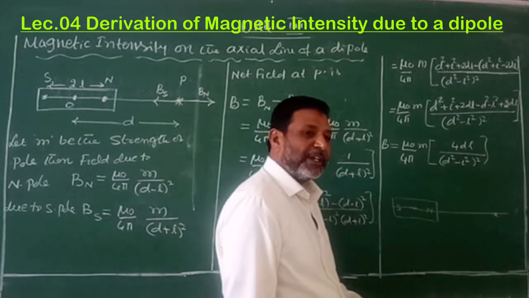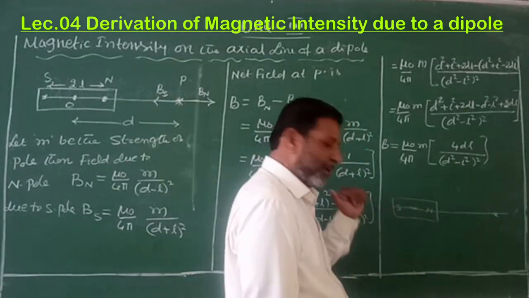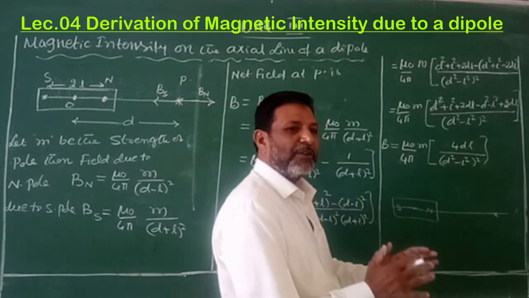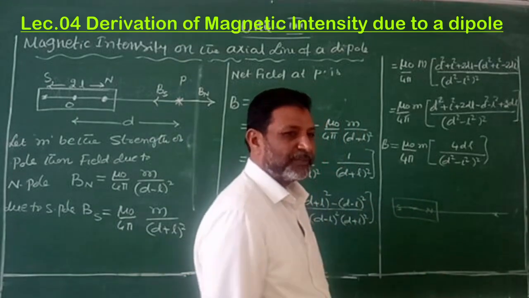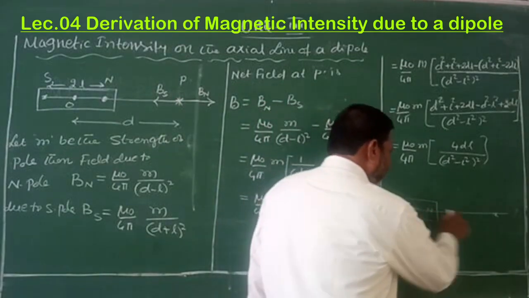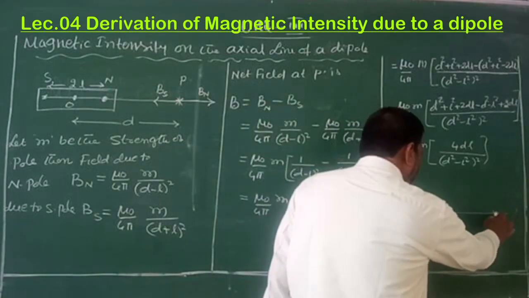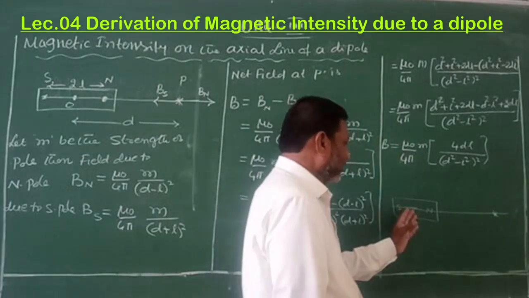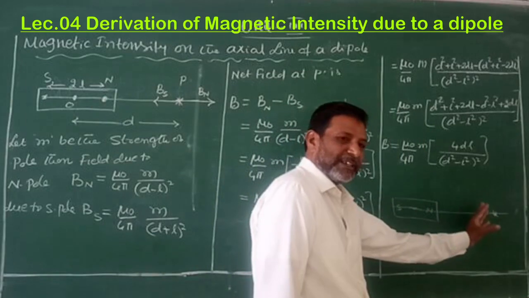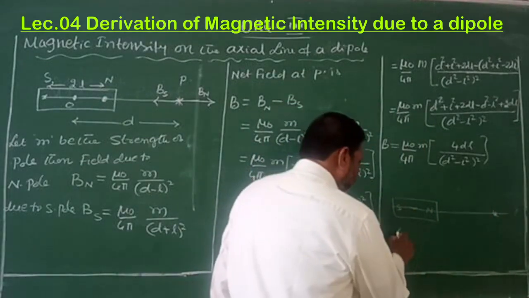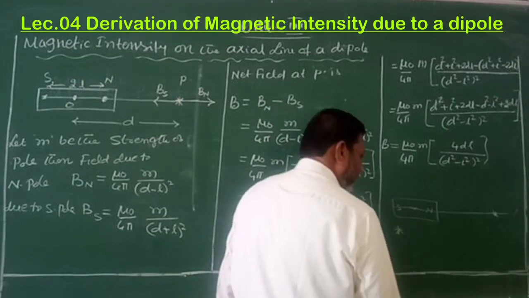Now, in the derivation, what important points will we come across? First I want to make those points clear. One is that if you take any point on the axial line, we always measure the distances from the center.